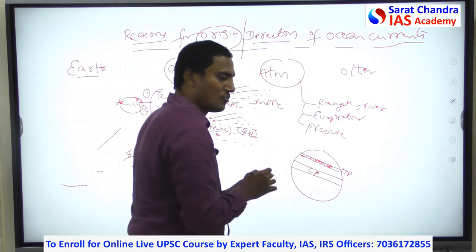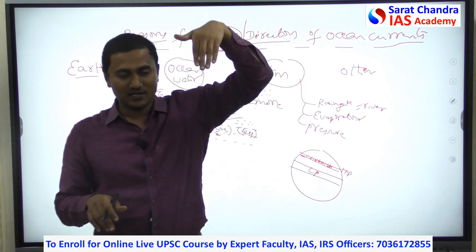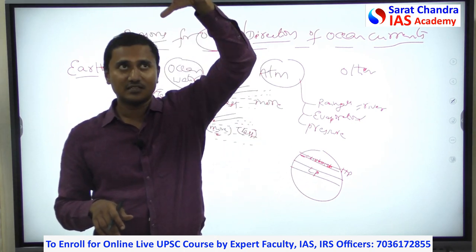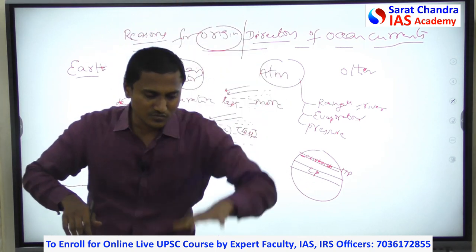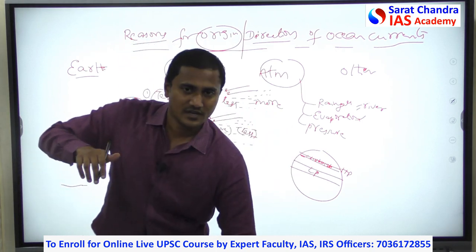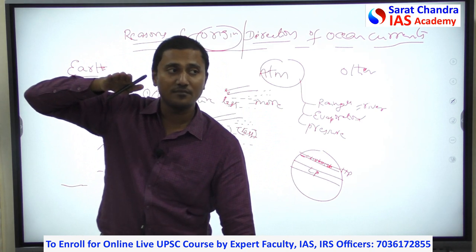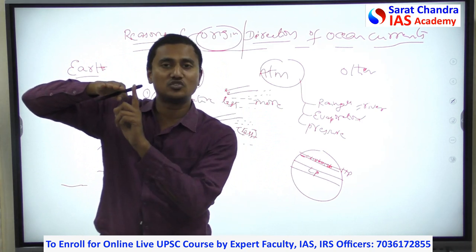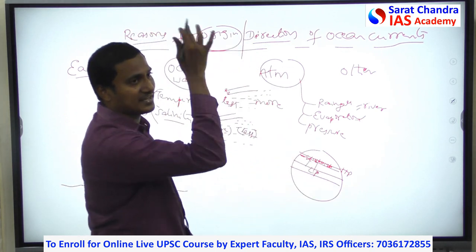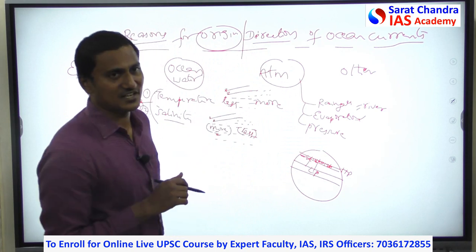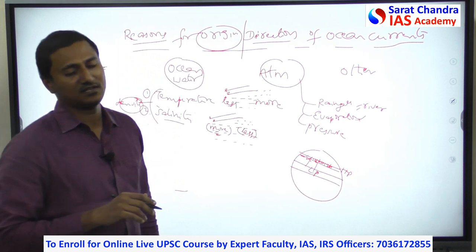Some regions, low pressure. Now, atmospheric pressure is nothing but the weight of the air acting on the land. When pressure is more, water will go down. When pressure is less, water will come up. So ocean currents will flow from low pressure to high pressure. So ocean currents flow from equator towards polar area. That also you should understand. So these are the various things, how atmosphere creates the ocean currents.